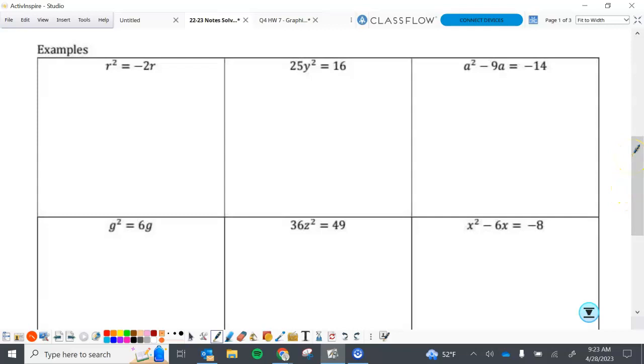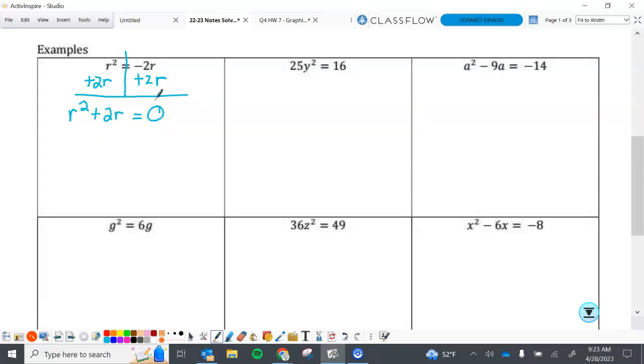We want to set our equation equal to 0, and I'd like to keep my r squared positive. So I'm going to draw my line down my equal sign, and I'm going to add 2r to both sides of my equation. In doing that, I've got r squared plus 2r, and it is now equal to 0.